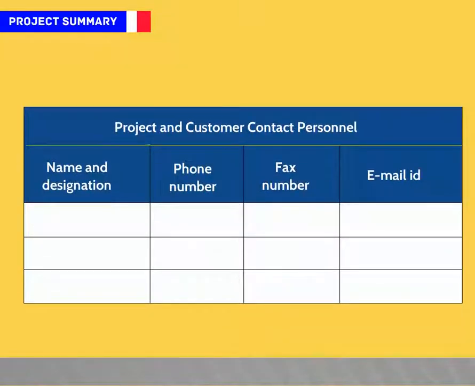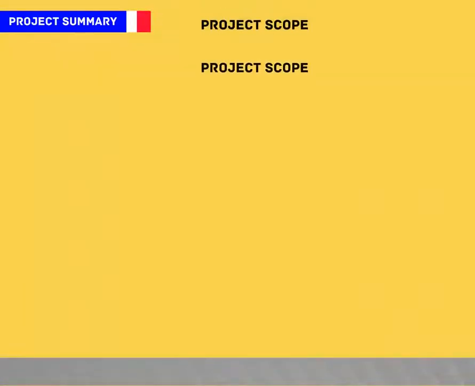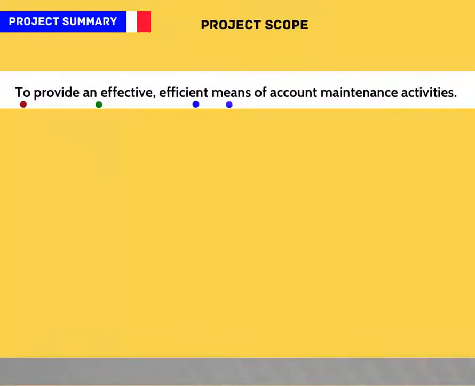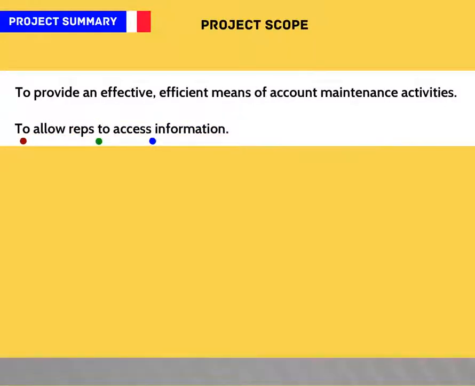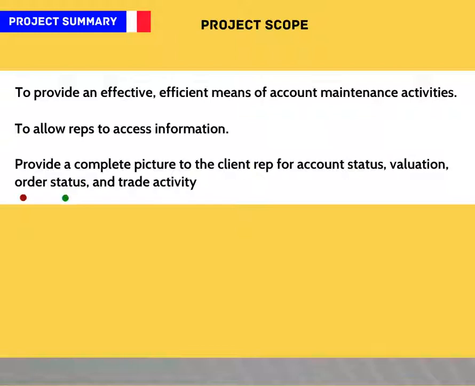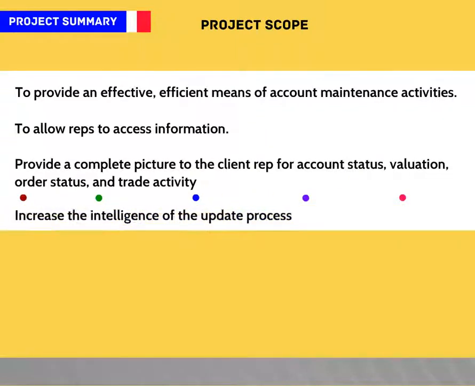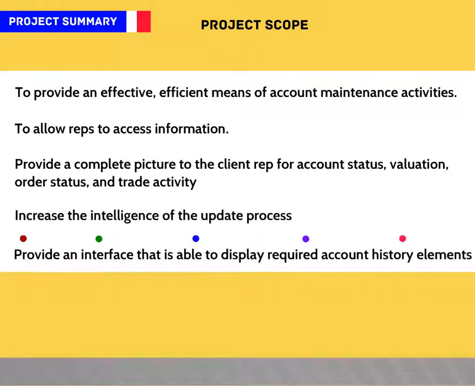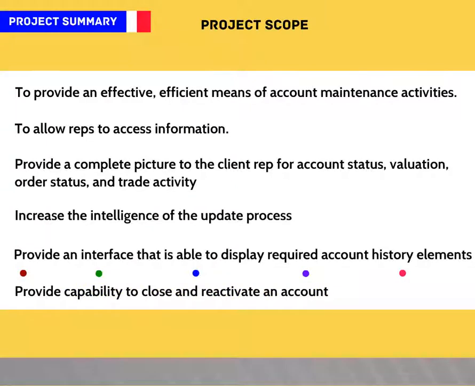Project and customer contact personnel, project scope: to provide an effective, efficient means of account maintenance activities, to allow reps to access information, provide a complete picture to the client rep for account status, valuation, order status, and trade activity, increase the intelligence of the update process, provide an interface that is able to display required account history elements, provide capability to close and reactivate an account.